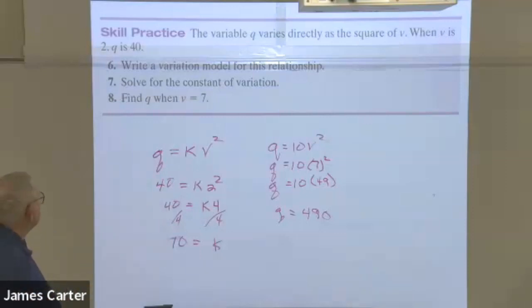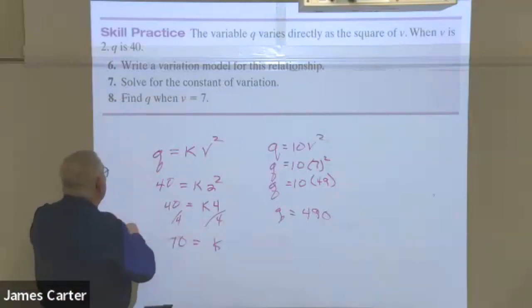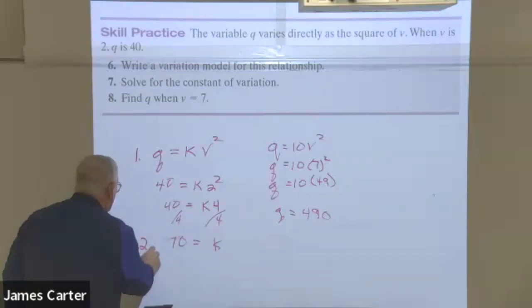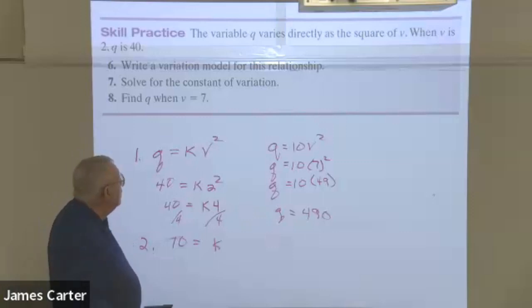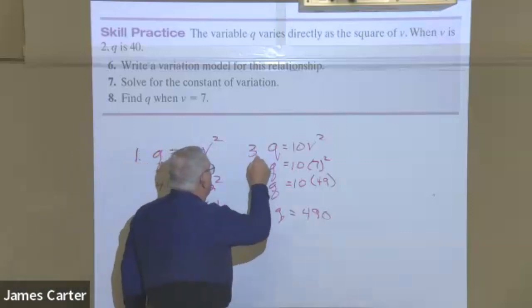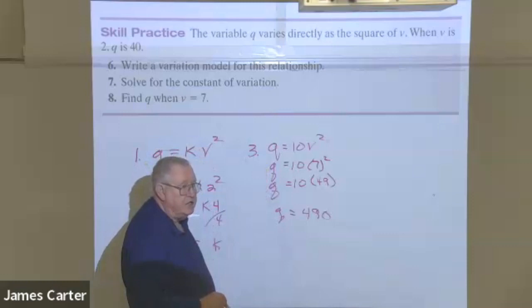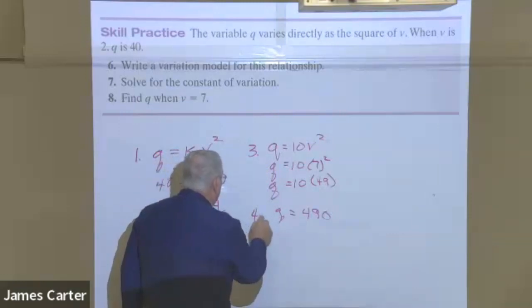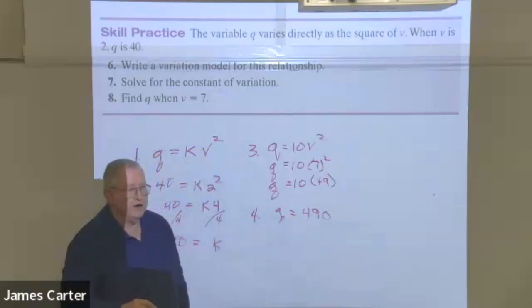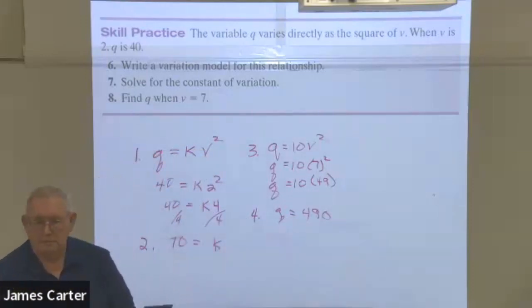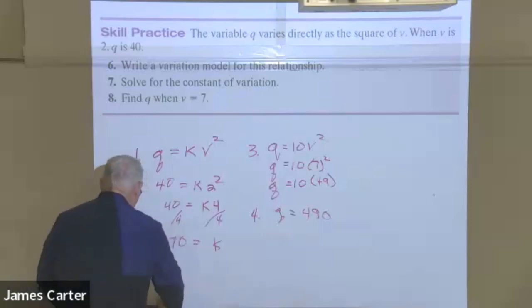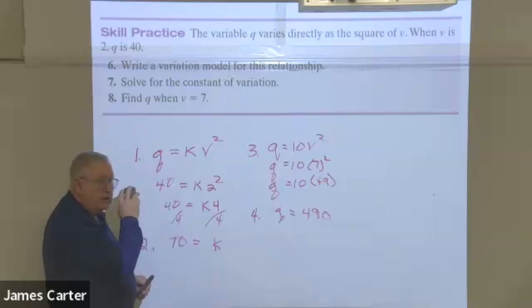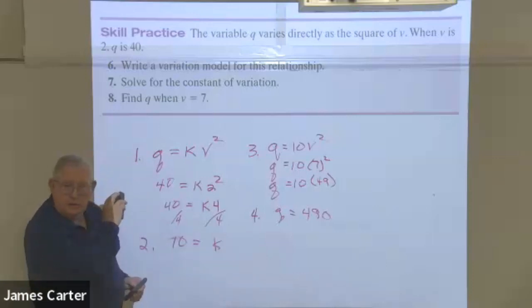Okay, so that's all the steps. What did we do? First, we wrote the general equation. Then we solved for K. We wrote the equation of variation. And then we solved for a new variable. So that's the total process on this thing. Anyone not ready for me to erase yet?